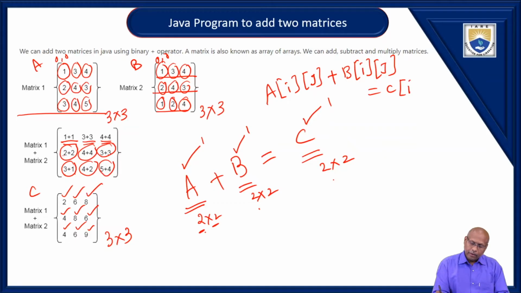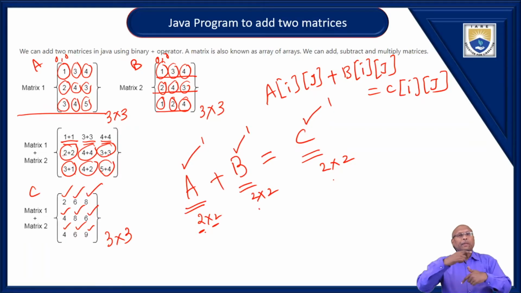C of ith row, jth column. So this i and j will be changing. i refers to my row index, j refers to my column index. It has to repeat in a nested loop so that the corresponding elements will be added. Similarly, subtraction you can also do. Just like addition, you can do subtraction. Instead of plus, if you put minus, that becomes matrix subtraction. Now we'll see how to write a program for this.